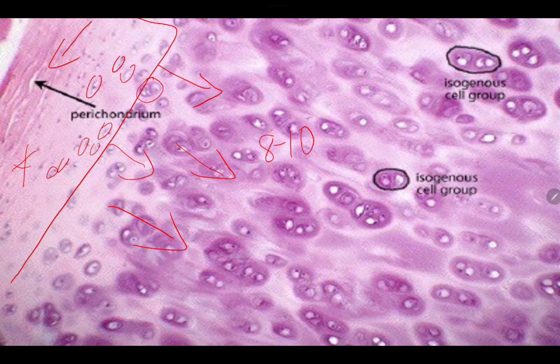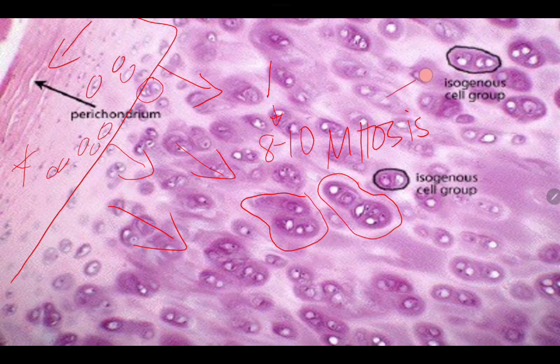Okay? So, paano mangyari yun, sir? They form this, ito. Nag-multiply sila through mitosis. Okay? Mitosis. So, yung one chondrocyte will become 8 to 10 chondrocyte. And then, ang tawag sa kanila is isogenous cell group. Okay? So, isogenous cell group or isogenous aggregates. So, let's see the next slide.